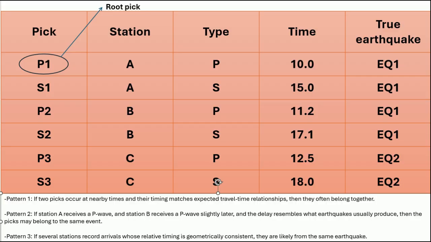For example, it may gradually learn patterns such as pattern 1. If two picks occur at nearby times and their timing matches expected seismic travel time relationships, then they often belong together. Pattern 2. If station A receives a P wave and station B receives a P wave slightly later, and that delay resembles what earthquakes typically produce, then the picks may belong to the same event. Pattern 3. If several stations record arrivals whose relative timing is geometrically consistent, then those arrivals are likely to have originated from the same earthquake.